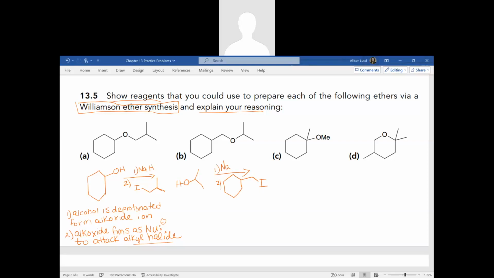And in step 1, again, we would use that base, that sodium hydride. So again, we want the less sterically hindered substrate as our alkyl halide. So we have that SN2 reaction.